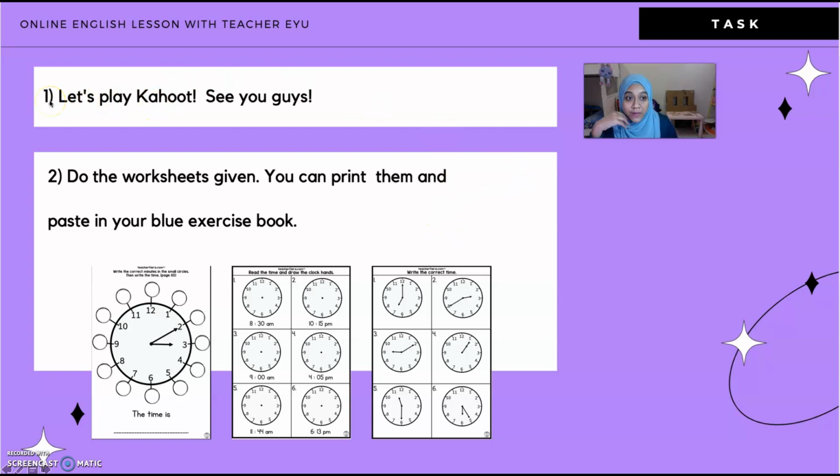Number 1, I have prepared a Kahoot for you. So I'm going to see you guys after this in the Google Meet. We are going to play the game together. Number 2, do the worksheets given. There are 3 worksheets. You can print them out, do it, and then paste it in your blue exercise book.